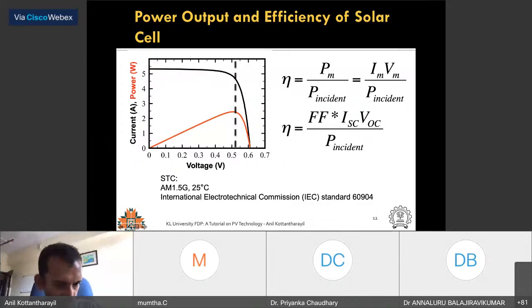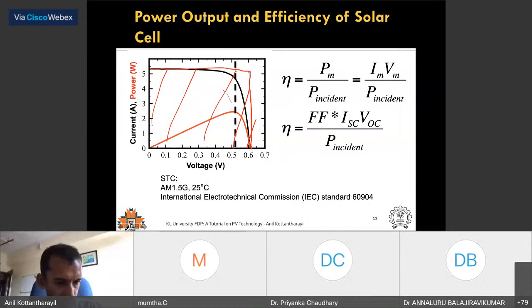Let me see if I can draw this here on this screen. What I'm saying is that you can draw a rectangle like this. The area of this rectangle is nothing but ISC times VOC. How much of this area is being filled by this black curve? That's called the fill factor. Typically the fill factor is 80%, 0.8, for a silicon solar cell. It's a typical number, and the higher the fill factor, the better your solar cell.